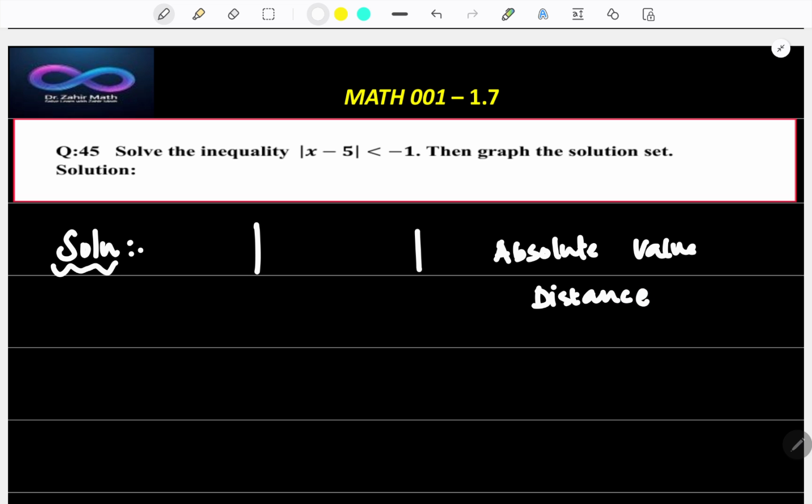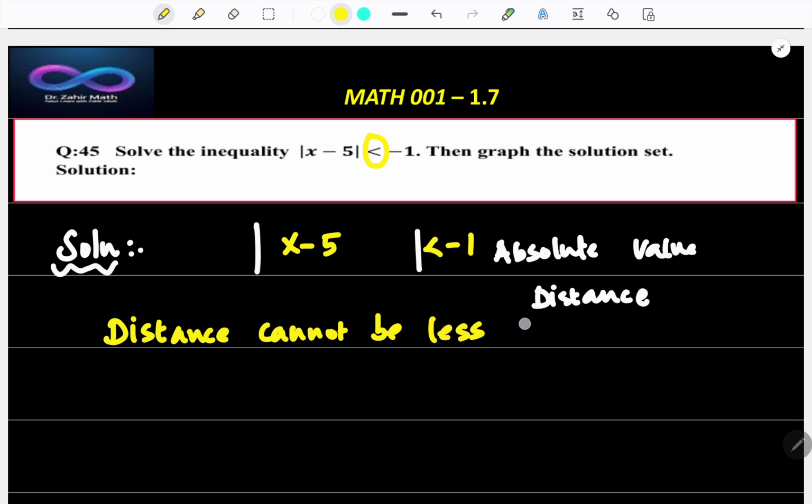Distance between Yambu and Jeddah. Remember I told you, right? So absolute value means what? Distance. So distance cannot be less than what? Minus 1. Am I right? So but it is given what? You can see here, there is a less than symbol. Absolute value of x minus 5 is less than minus 1. So distance cannot be what? Negative 1. Distance cannot be less than minus 1.